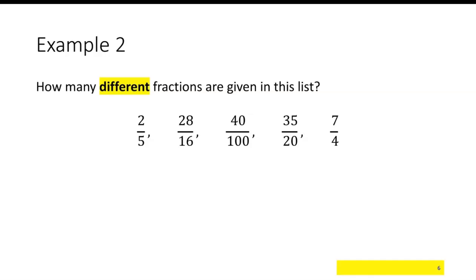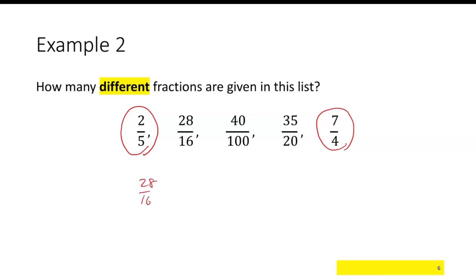Hi, so how many different fractions are in this list? So let's just go ahead and simplify everything, write them in the simplest form as much as possible, and see how many different simplified fractions we have. 2/5 is already simplified, as is 7/4. So those are different, so we have at least two different fractions.